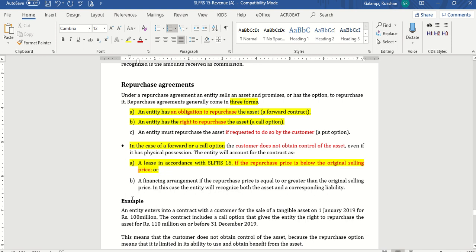As a lease agreement. Second one, it says you should recognize this as a finance arrangement if the repurchase price is equal to or greater than the selling price. The standard says, if the repurchase price is equal to or greater than the selling price, you should recognize this as what? As a finance arrangement. It is not under SLFRS 16. It has to be recognized as a finance arrangement.